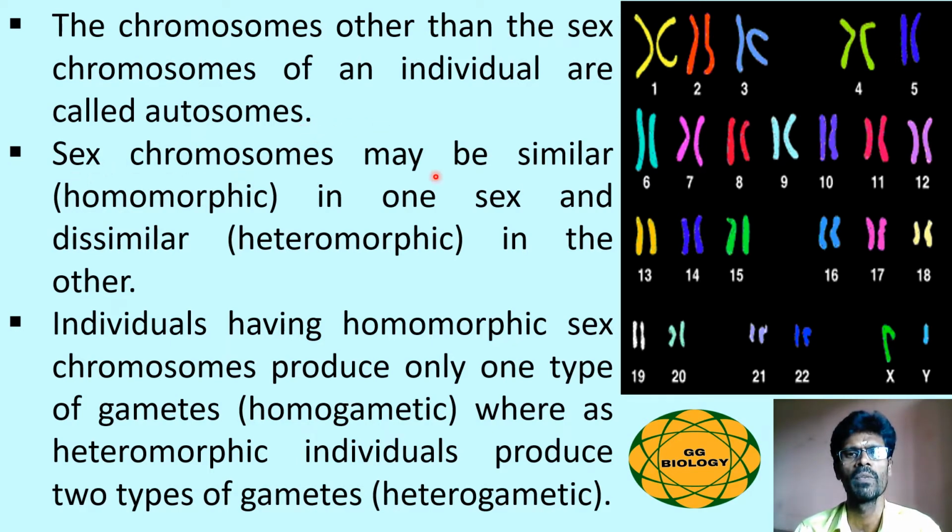Sex chromosomes may be similar. If they are similar, they are called homomorphic in one sex, and may be dissimilar. If they are dissimilar, they are called heteromorphic in the other sex. Individuals having homomorphic sex chromosomes produce only one type of gamete, so they are called homogametic, whereas heteromorphic individuals produce two types of gametes, so they are called heterogametic.